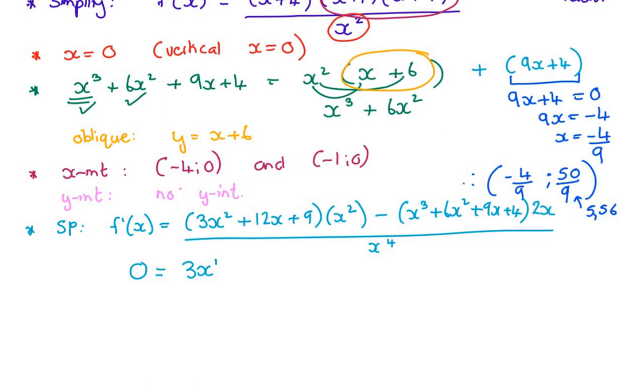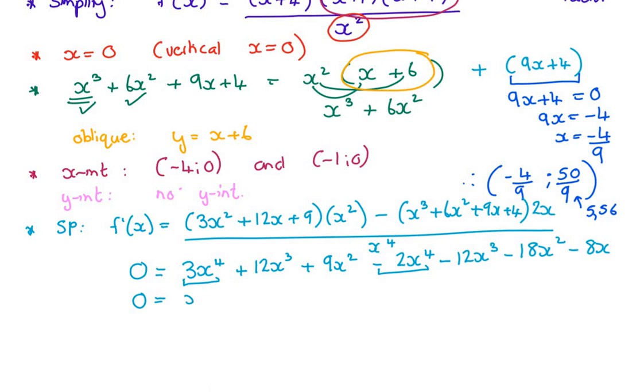So I actually get 3x to the power of 4 plus 12x cubed plus 9x squared. Now, it's around about here where you start thinking you've gone wrong. Don't worry. Minus 2x to the power of 4 minus, not a plus, minus, let's get that right, minus 12x cubed minus 18x squared minus 8x. So don't worry when this is looking absolutely hideous. 3x to the power of 4 minus 2x to the power of 4 is x to the power of 4. 12x cubed minus 12x cubed disappears. Then I get minus 9x squared and minus 8x.